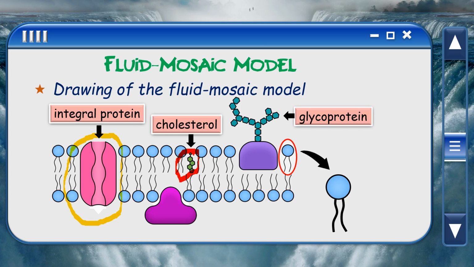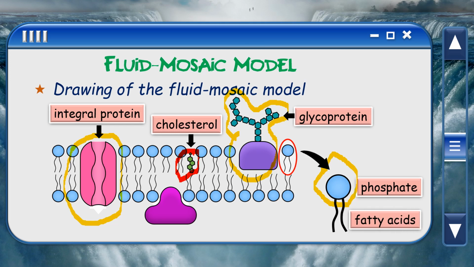Glycoproteins are on the surface of the membrane, made up of carbohydrates and protein. Then we have the phospholipid. The outer part forms what we call the phosphate, and the tails, the lower parts, are what we call the fatty acids. Those form what we call the phospholipids.